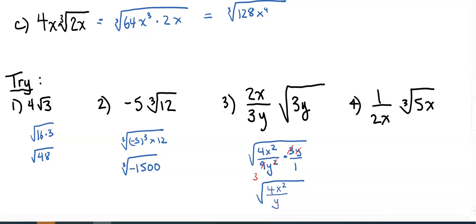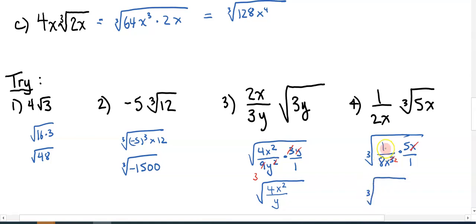And we'll try this last one over here. Again, when I put them on the inside of this cube root, this is going to be 1 over 8x cubed, multiplied by the 5x that's already in there, which I made into a fraction. And now I can see the x cancels, so one of the x's cancels off the bottom. And so now I'm going to get the cube root of 1 times 5 is 5, all over 8x squared.